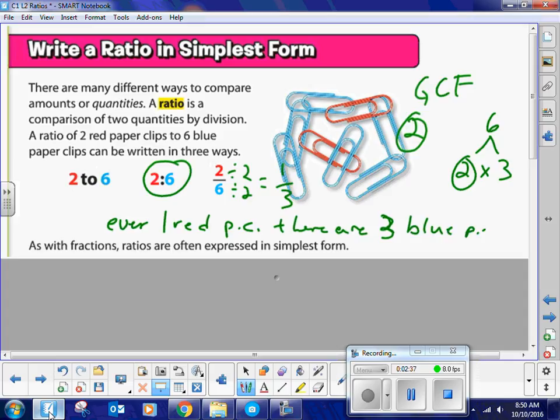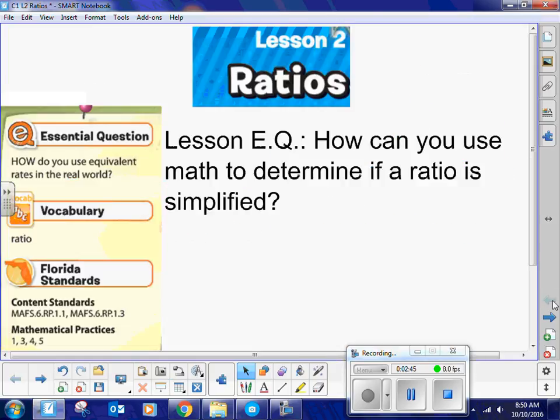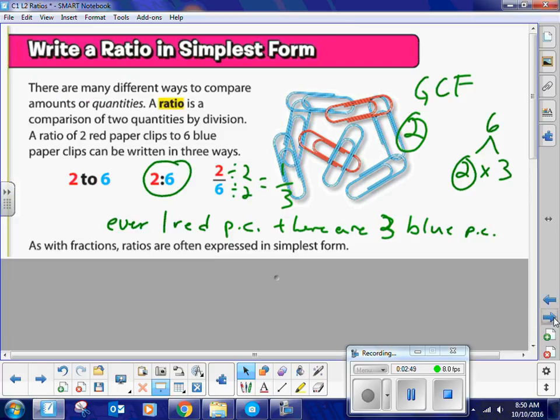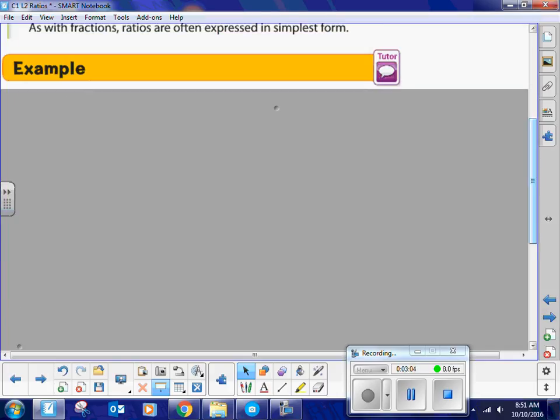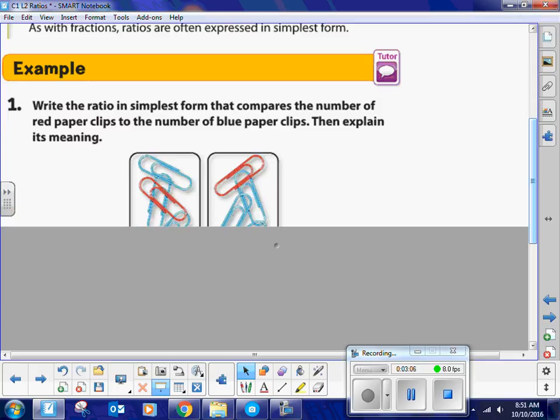The first example is write the ratio in simplest form that compares the number of red paper clips to the number of blue paper clips. Then explain its meaning. Write the ratio as a fraction, then simplify. We've done this already, so let's read through it. They took the greatest common factor of 2 and 6, and divided out the 2, and made it down to 1/3: 1 paper clip to every 3 paper clips. The ratio of red paper clips to blue paper clips is 1/3, or 1 to 3, or 1 colon 3, which is the same thing as saying 1 to 3. This means that for every 1 red paper clip, there are 3 blue paper clips. Easy peasy, nothing too hard.